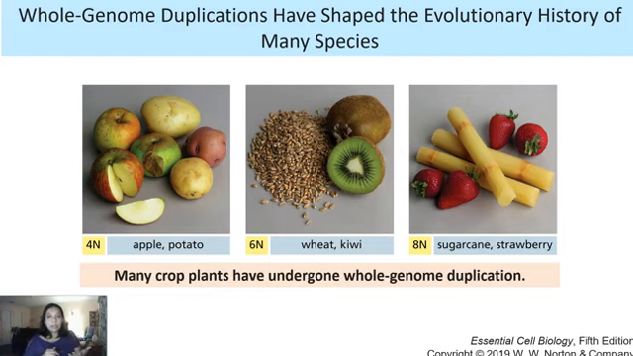So these whole genome duplications can shape the evolution of these plants or these organisms, and they can lead to a very different final product than what you started with at the beginning, when there was just the normal or typical genome in them.